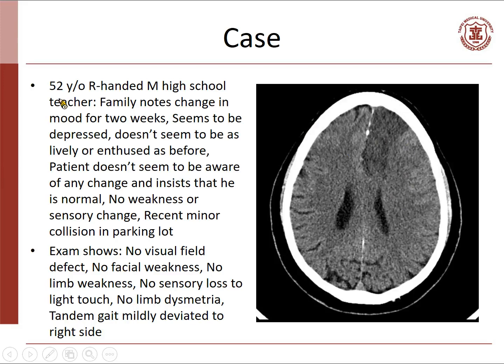This example is a 52-year-old right-handed man, a high school teacher. His family noticed he has a change of mood and is depressed, because the anterior cerebral artery supplies our frontal lobe. The frontal lobe function is related to our emotion and personality. So sometimes the ACA stroke patient may not have significant motor weakness, but may have some personality change, like this patient has mood change, depression, or became less speech output.